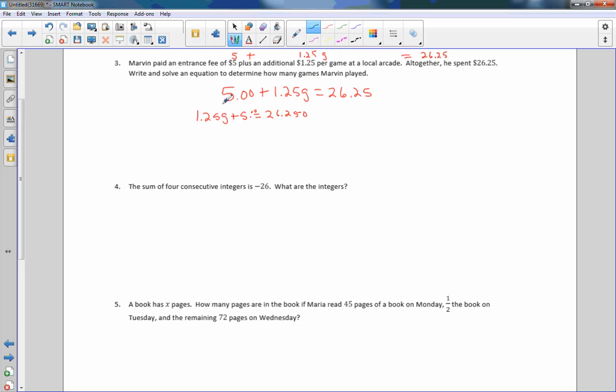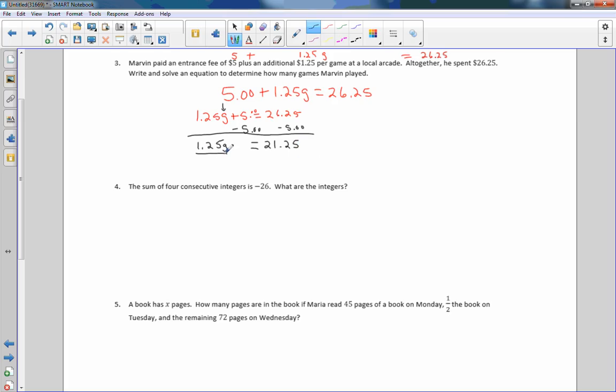So do we want to know how many games there are? That's G. So it's SADMAP. We're going to subtract $5 from both sides. And when I subtract those, I'm going to get 1.25G. These cancel. $5 minus $5 is 0. And that equals 26.25 minus 5, which is 21.25.